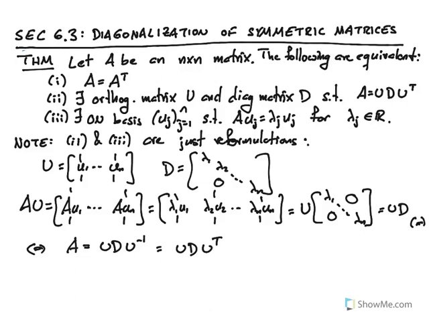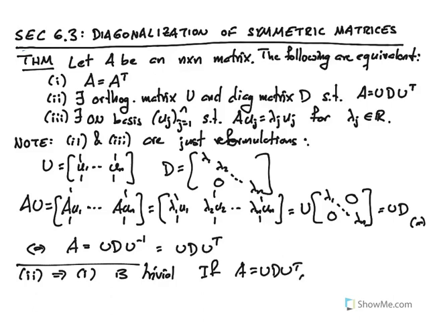The other thing to note is that the fact that 2 implies 1 is also trivial. If A is U D U transpose, then A transpose is U transpose transpose, D transpose, U transpose, and since U is orthogonal, the double transpose is just U. Since D is diagonal, D transpose is D, and we get back A. So the fact that 2 implies 1 is perfectly trivial.